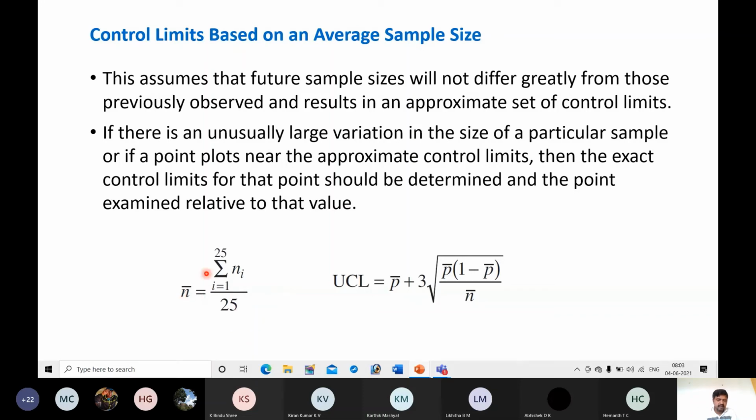So this is the equation. n bar is nothing but adding all the individual n values, the sample size values, and dividing by 25. Next, for the upper control limit, you have the equation p bar plus 3 root of p bar into 1 minus p bar by n bar. The only difference is that instead of ni, you are considering n bar. For the lower control limit, p bar minus 3 root of the same. So instead of plus, for the lower control limit you will consider minus.